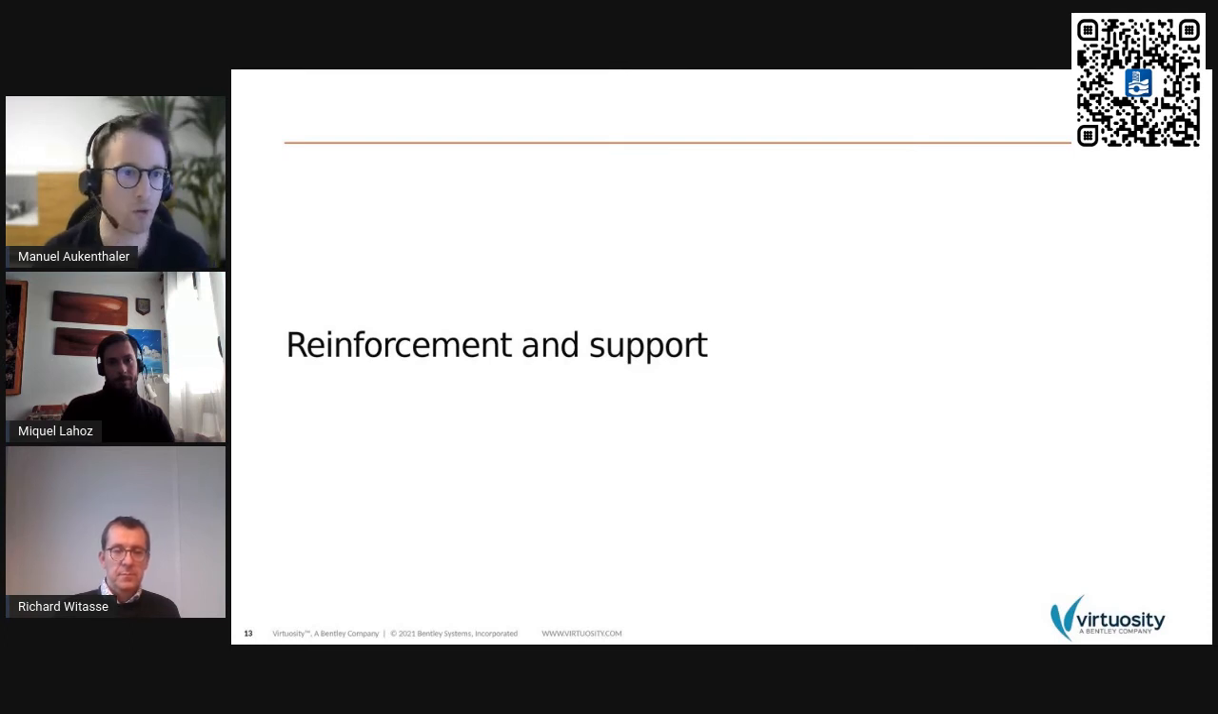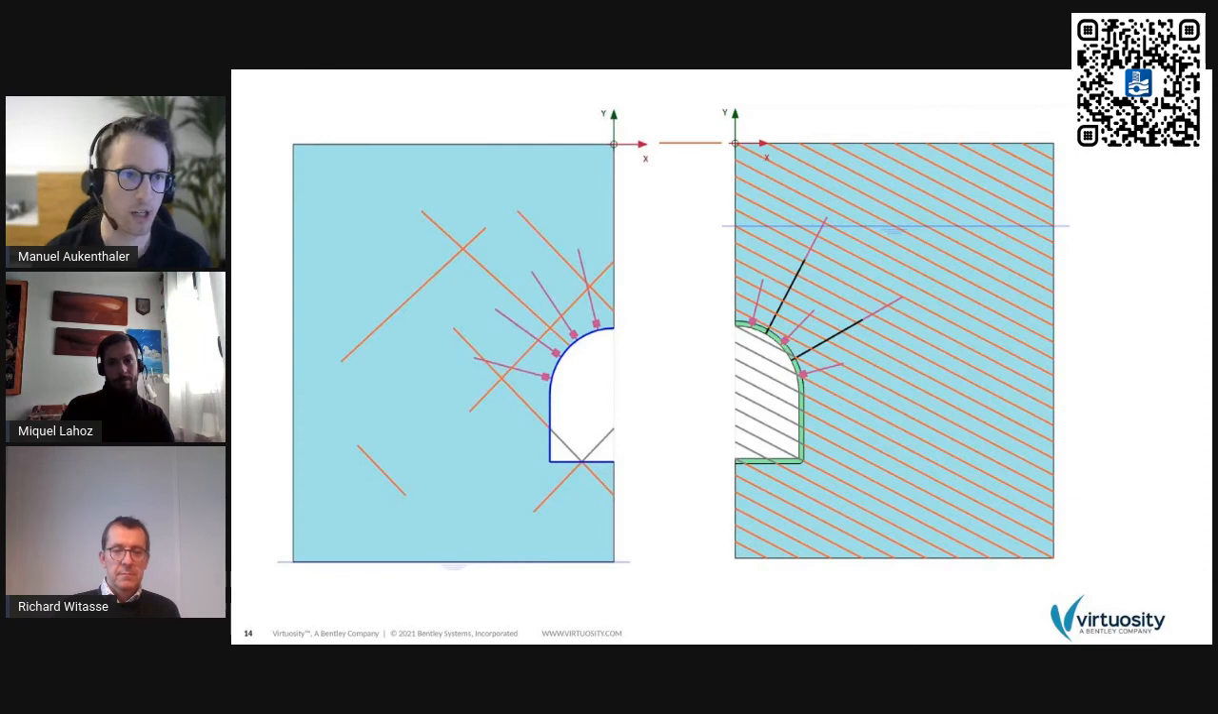So reinforcement and support. Richard, what's the difference between support and reinforcement, and how can they be modeled in PLAXIS, basically? I guess it's a very nice drawing, very nice picture, which all credits should be given to Miguel, by the way, who is doing this in his free time. So thank you very much, Miguel, for providing this.